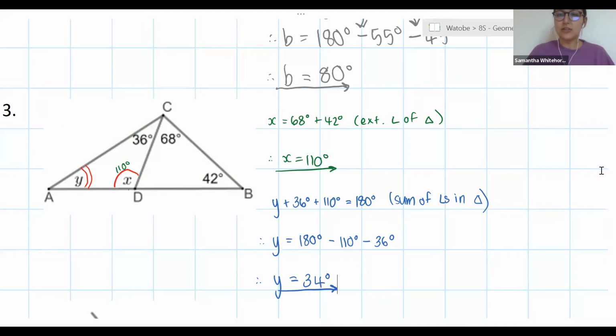Alrighty, guys. So exactly. Y is equal to 34. And that is because of sum of angles in a triangle. And we're working in this triangle ADC over here. That is our sum of angles in a triangle that we are working with. Now, you could have used the bigger triangle if you wanted to work out what Y is. That will give you exactly the same answer. But Y is equal to 34 degrees.